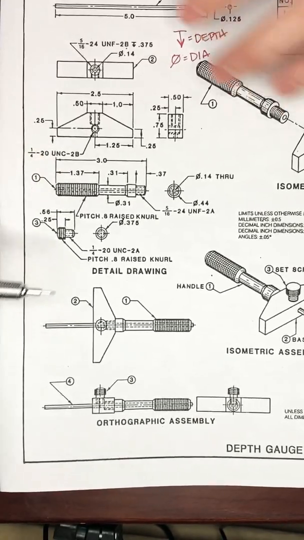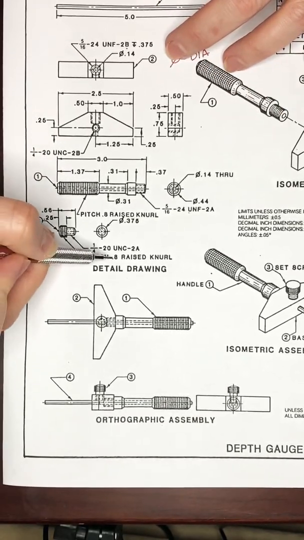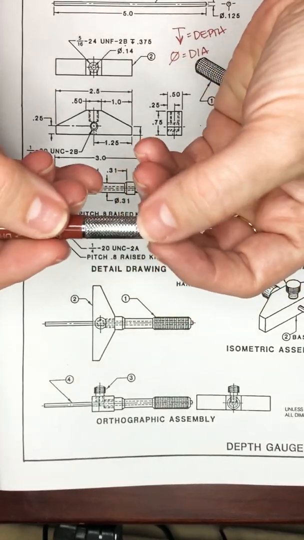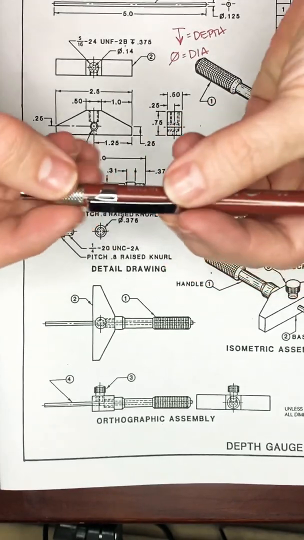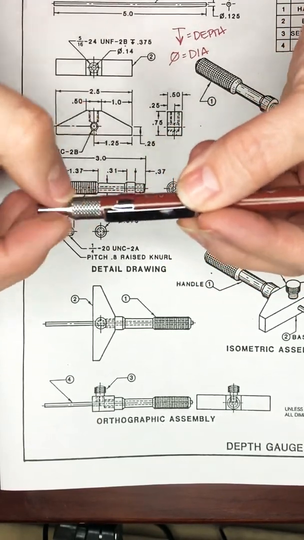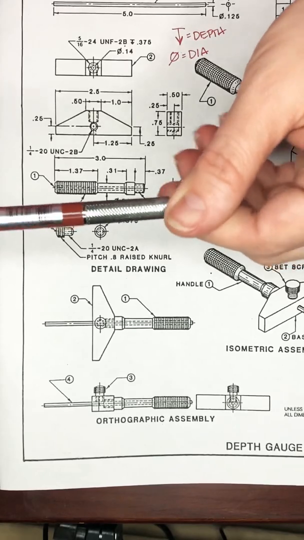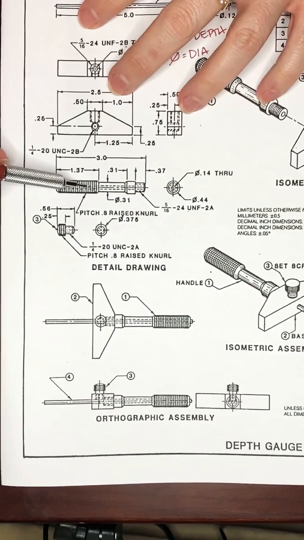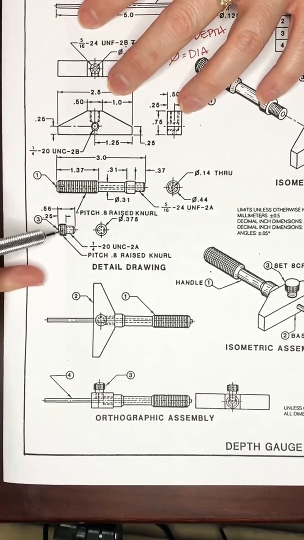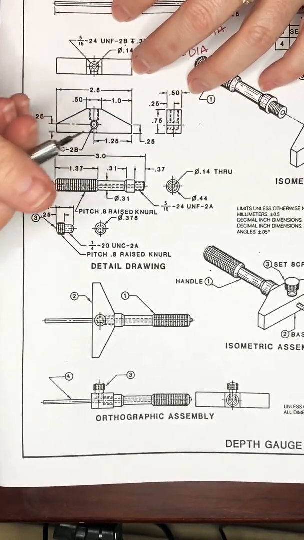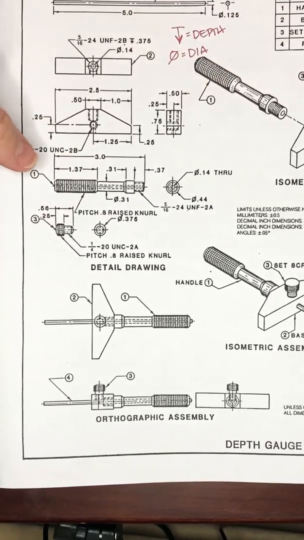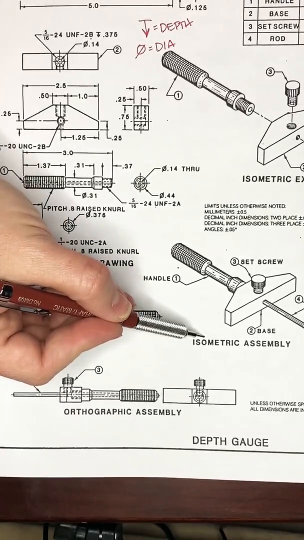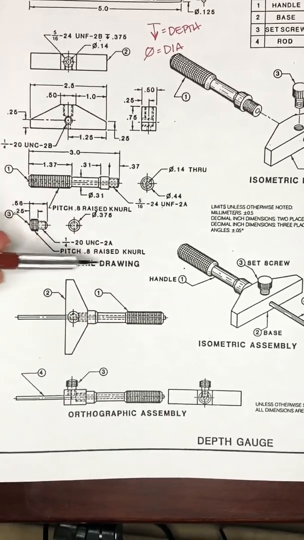It also tells you that it has a pitch of a 0.8 raised knurl. What a knurl is, this is a knurl. See the little metal grip? That is a knurl. So that is what a knurl is, and they're telling you how they created that knurl. So you have knurling here, you have knurling here, because those are the grips that you would turn to fit into the part. So you have an orthographic assembly drawing, an isometric assembly, you have the actual detail drawing.